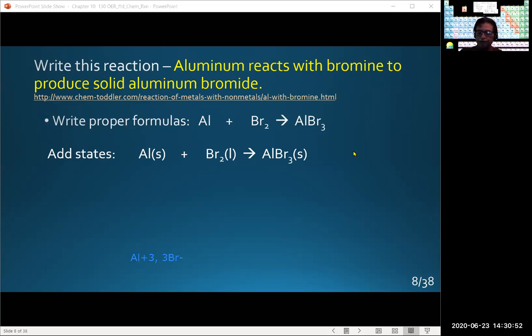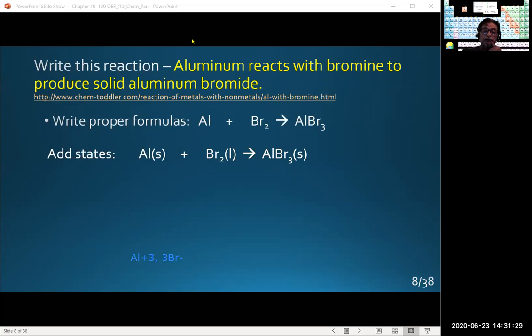Okay, so now we have the formula, but it's not balanced. So now we got to balance it. We got 1 aluminum reactant, 1 aluminum product, 2 bromines as a reactant, but 3 bromides as a product. So we got a 2 to 3 ratio here. So what if I put a 3 in front of the bromine and put a 2 in front of the aluminum bromide?